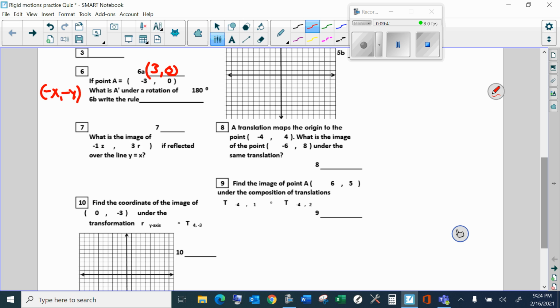Okay, now write the rule. Oh, so the rule goes right here. I put it off to the side. I could have just written it right in here to begin with. Okay, 2 points each. All right, number 7.